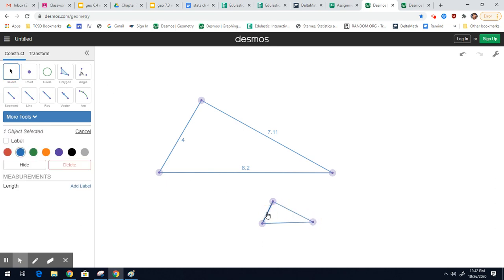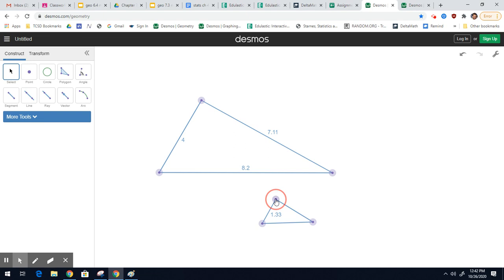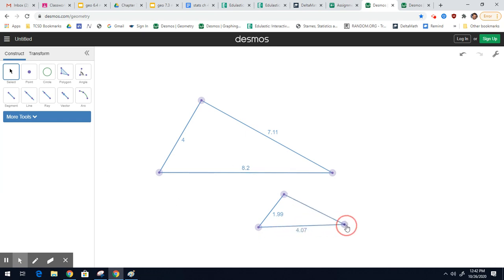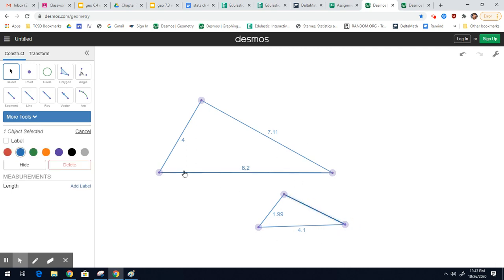So I want this one to be half of 4, which is 2. Oh, not even close. Close, but not even close. Okay, 1.99. Half of 8.2, which is 4.1. There. And then half of 7.11, which should be about 3.5, right? Let's see. So I got 3.24. So 7.11, if I take half of 7.11, 3.55. So I need to make this a little bit longer.